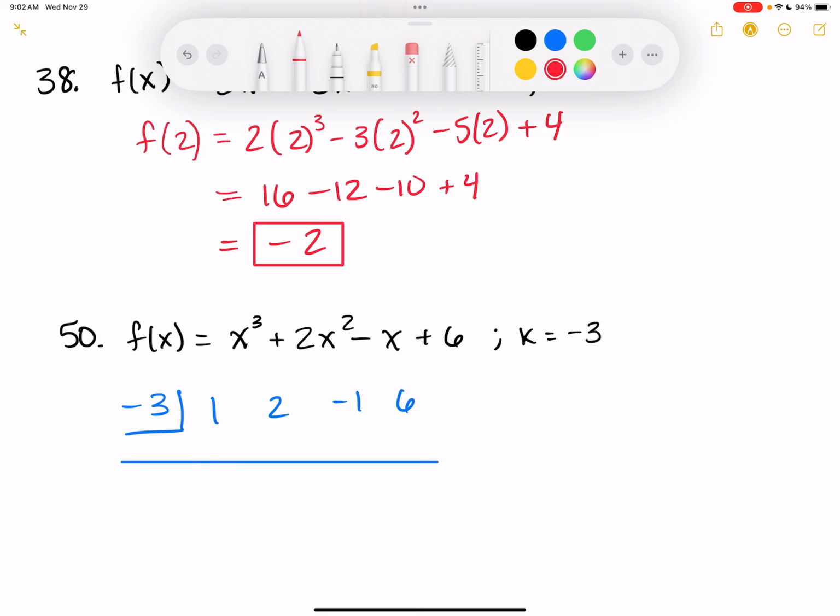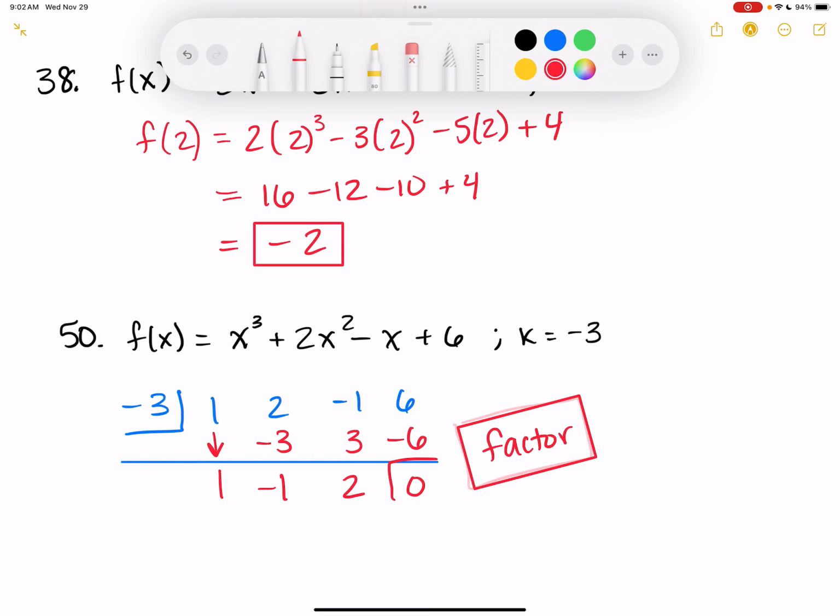So bring down the 1. Times negative 3 is negative 3. Plus 2 is negative 1. Times negative 3 is positive 3. Minus 1 is 2. Times negative 3 is negative 6. Plus 6 is 0. So because I got a 0 here, that tells me that this is a factor.